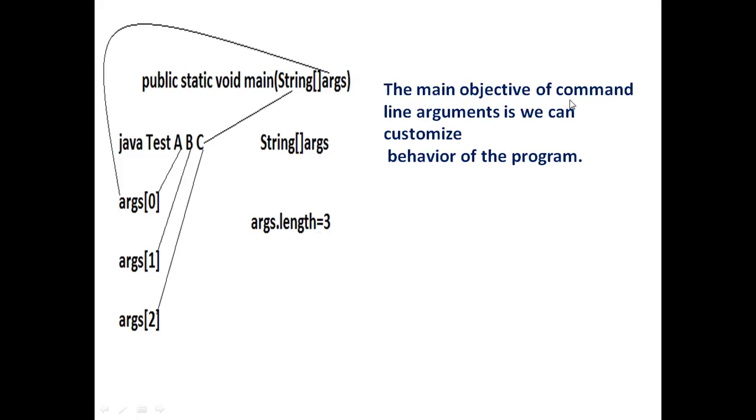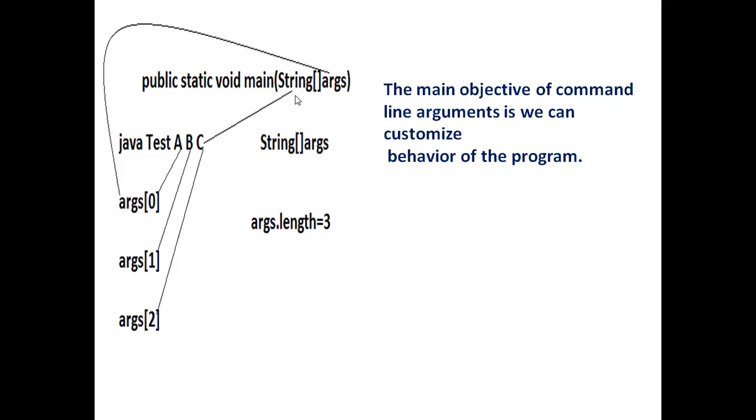The main objective of command line arguments is that we can customize the behavior of the program. For example, if you want to start the program with particular sets of instructions, then you can pass those instructions over here and the program will start like that. So that's how you can customize the program behavior. This is one important point about the customization of the program.